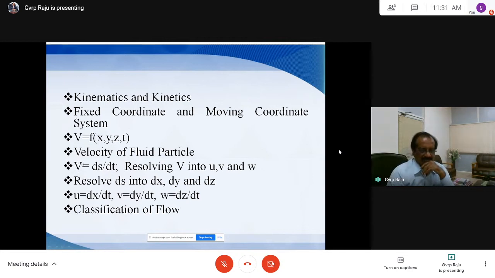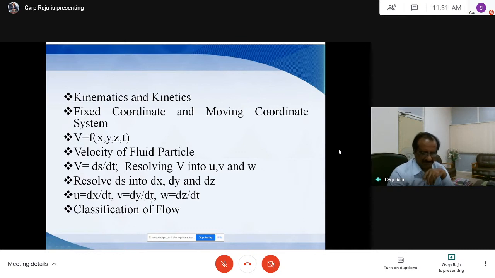So fluid velocity is limit dt tends to 0, ds by dt. The velocity component in the x direction is limit dt tends to 0, dx by dt. The velocity component in the y direction is limit dt tends to 0, dy by dt. The velocity component in the z direction is w, which is equal to limit dt tends to 0, dz by dt. Remember this, which will be useful here.